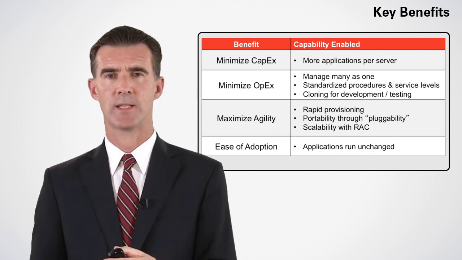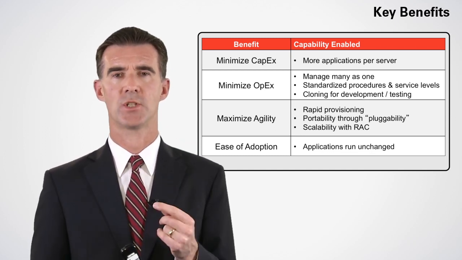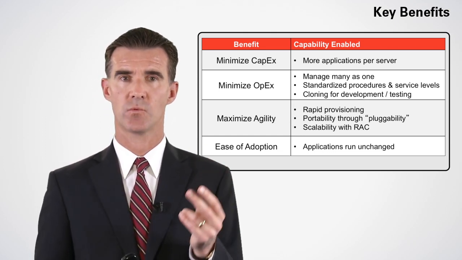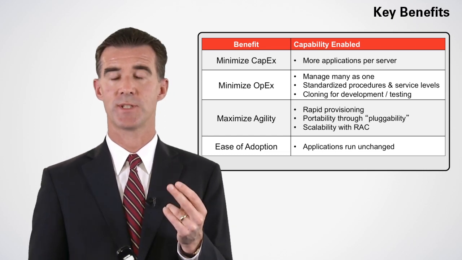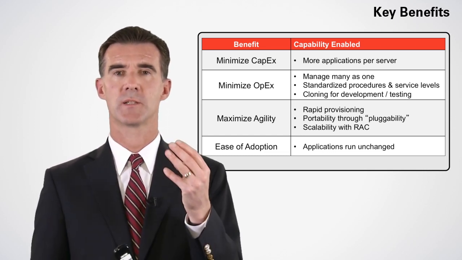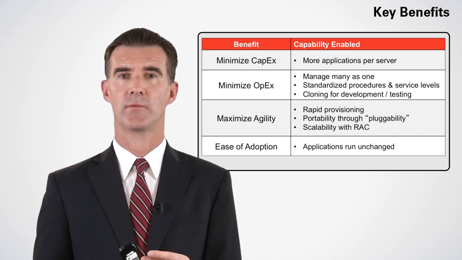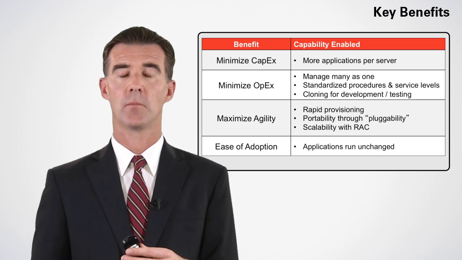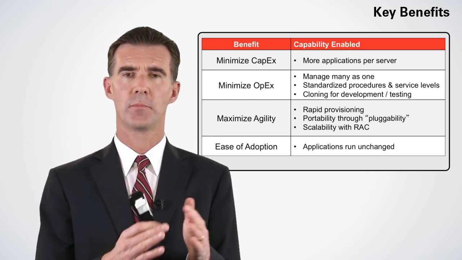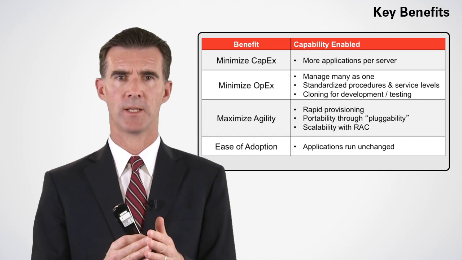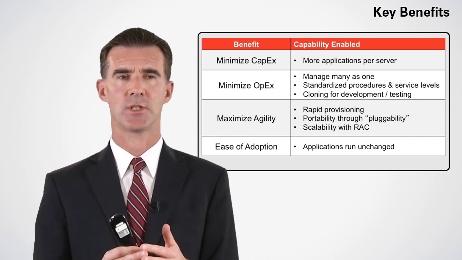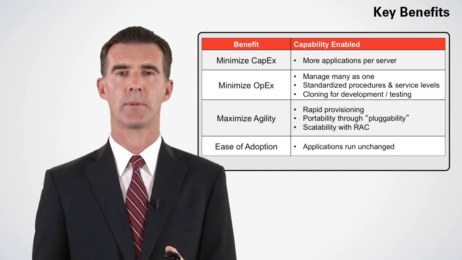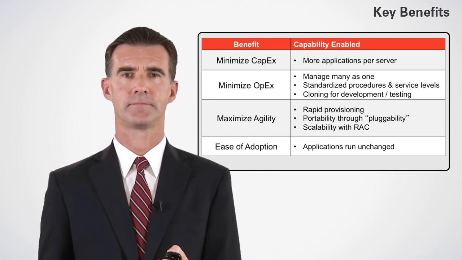We reduce capital expenses because we can host more applications per server. We reduce operating expenses because of the ability to manage many as one, deliver standardized procedures and service levels, and our support for cloning in development and testing. We can maximize agility by rapid provisioning, through portability with pluggability, and scalability in real application clusters. And very importantly, it's easy to adopt because no application changes are required.